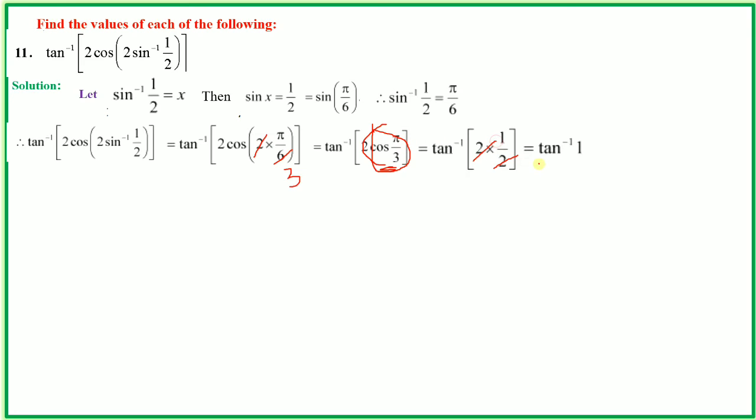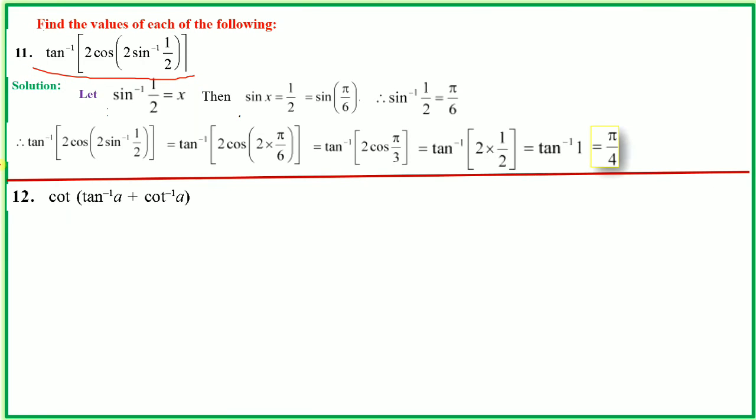2 and 2 cancel. So tan inverse 1, and tan gives you the value 1 at 45 degrees. So we will write it as tan inverse tan pi by 4. This is tan pi by 4 for 45 degrees, and tan inverse and tan cancel, so we will have pi by 4 only. That is the value of this question.